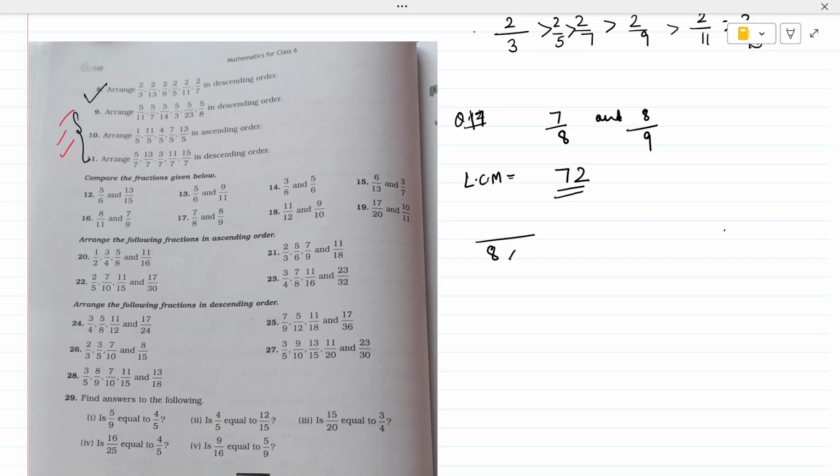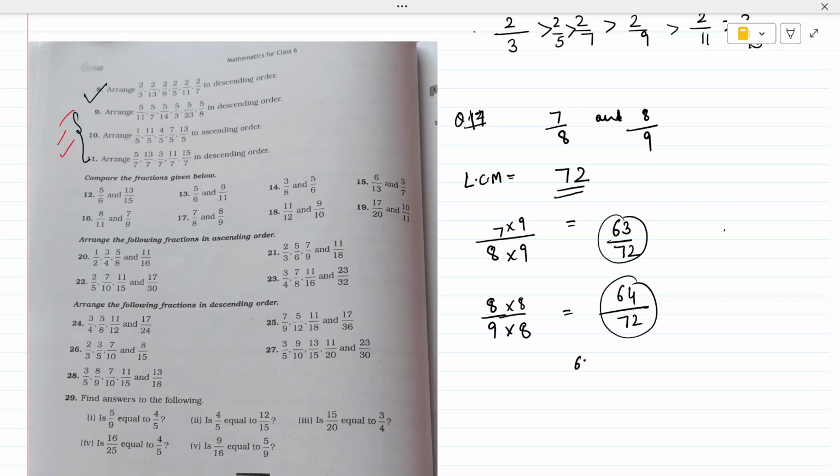Now let's change. For 7 by 8, multiply 8 with 9 and 7 with 9. 7 into 9 is 63, over 72. That is the first fraction. For the second fraction, 8 by 9, we have to multiply with 8. 9 into 8 is 72, and here with 8 again, 8 into 8 is 64. So these are the two fractions.